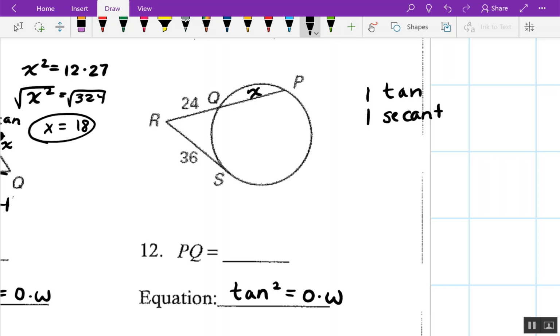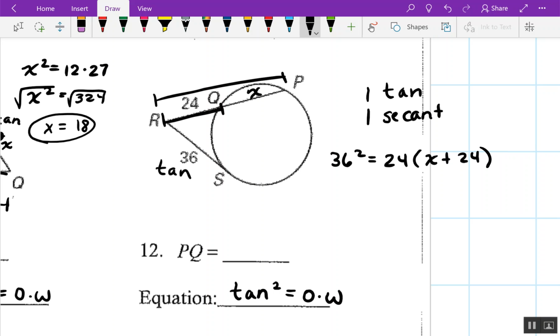The tangent. Which one is the tangent? 36. All right, 36 is the tangent. So 36 squared equals, what's the outside? 24. So 24 times x plus 24. There you go. You got it.